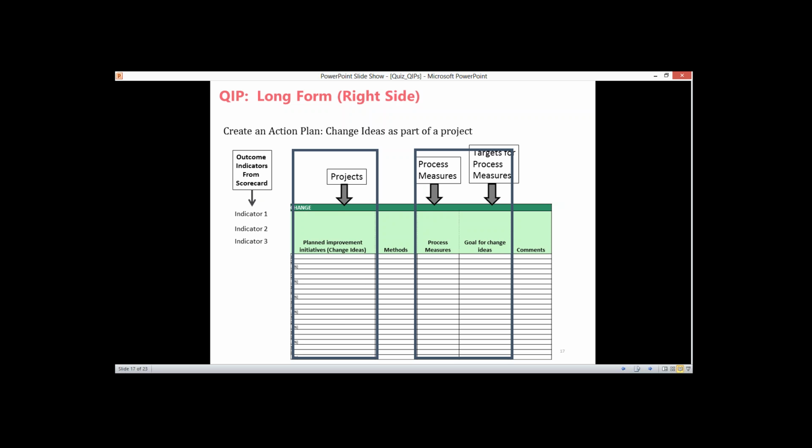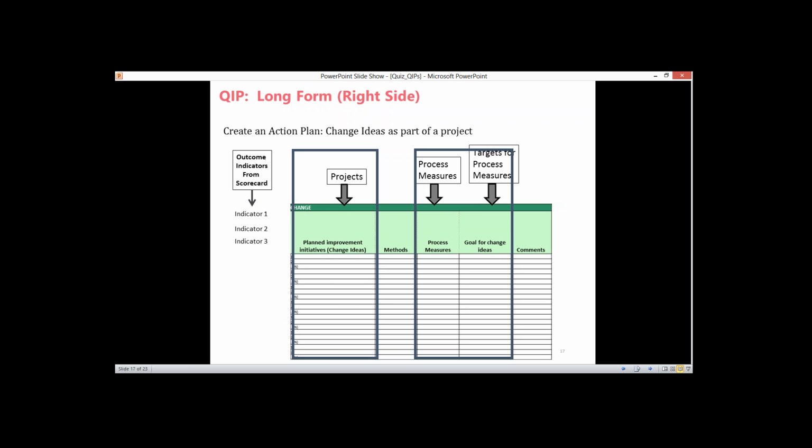We're going to look specifically in a minute at the columns that have the frames around them, but before we move to that, I just want to say a word about the second column, which is methods. This is intended to be, as is articulated in HQO's guidelines, methods that will be used to track progress on planned improvement initiatives. For example, how the data on change ideas will be collected, analyzed, and reviewed.